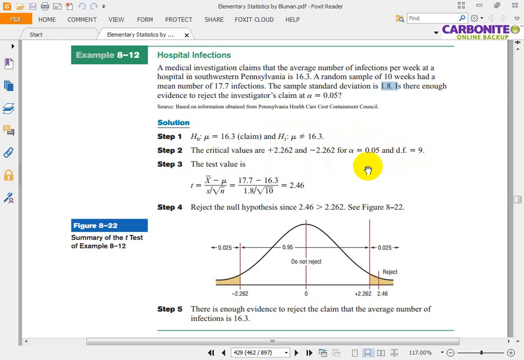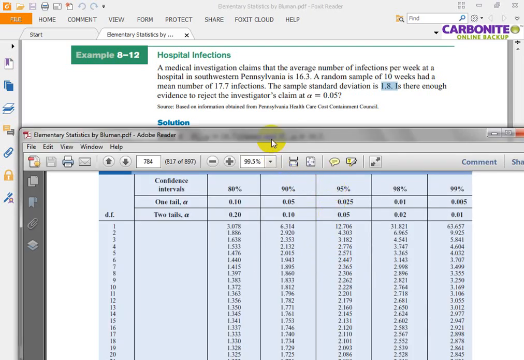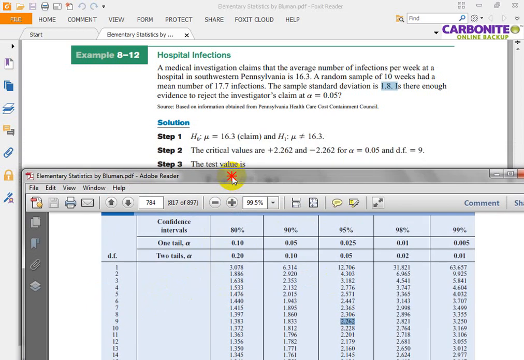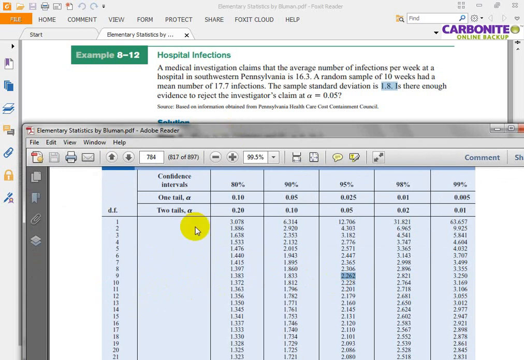9. So now we are going for 0.05 and 9. Degrees of freedom is 9 and alpha is equal to 0.05 for the two tail, so I'm getting this particular value. Look at the screen. Here we are having degrees of freedom equal to 9. Why degrees of freedom 9? Because they have taken samples for 10 weeks, so 10 minus 1. That will be the degrees of freedom.